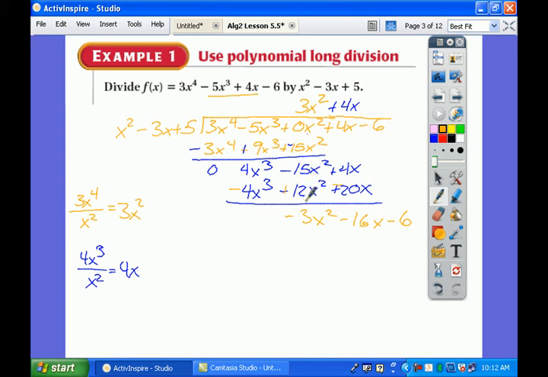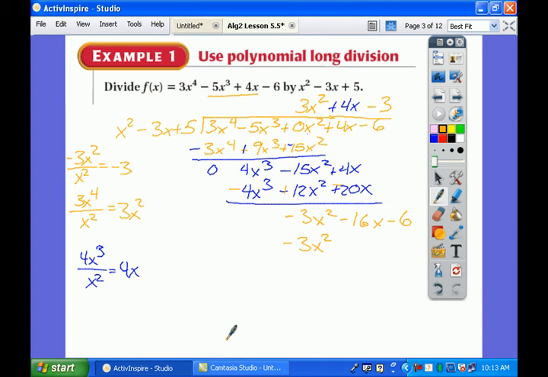Okay, again, 4x cubed minus 4x cubed is 0. Negative 15x squared plus 12x squared is negative 3x squared. 4x minus 20x is minus 16x. Bring down the 6. The last division we're going to do is negative 3x squared divided by x squared. So right out here, negative 3x squared divided by x squared is just negative 3. And so that's going to go here, negative 3. You can see these problems take up a huge amount of space. So please leave a lot of space to do these problems.